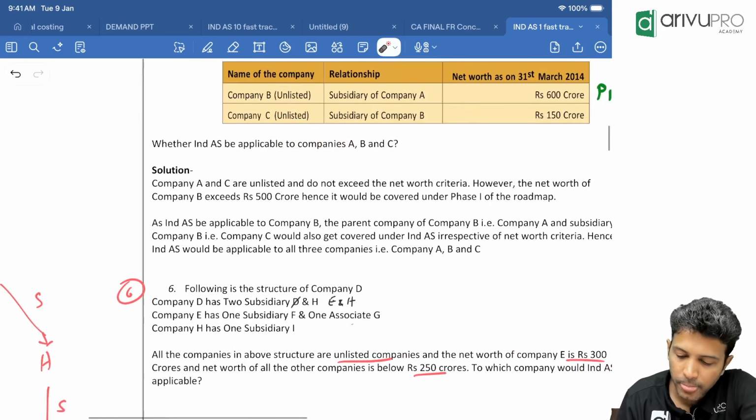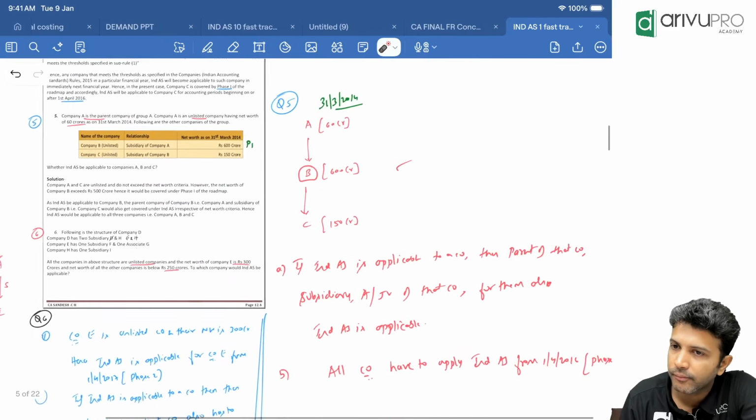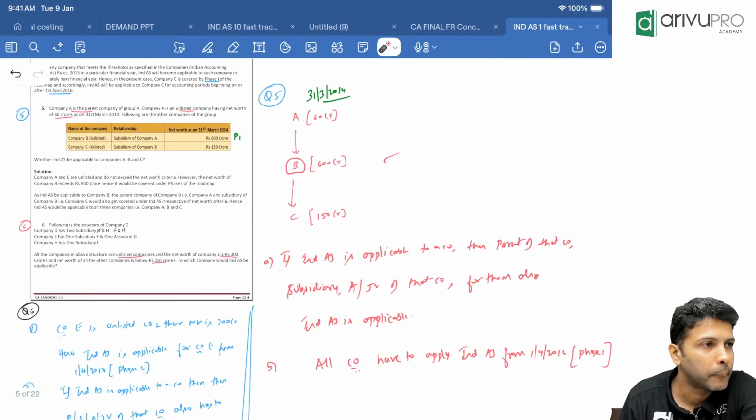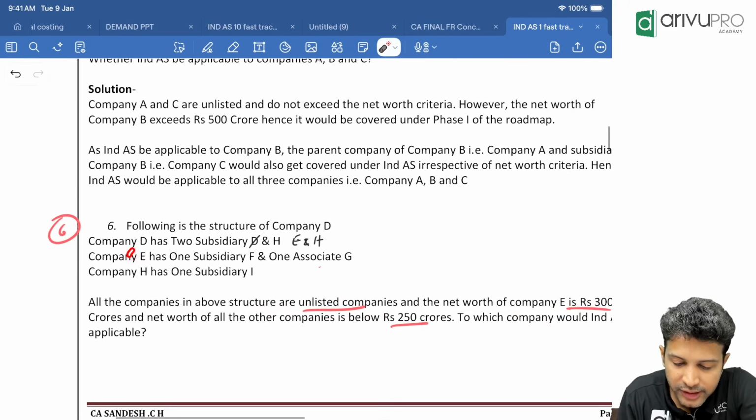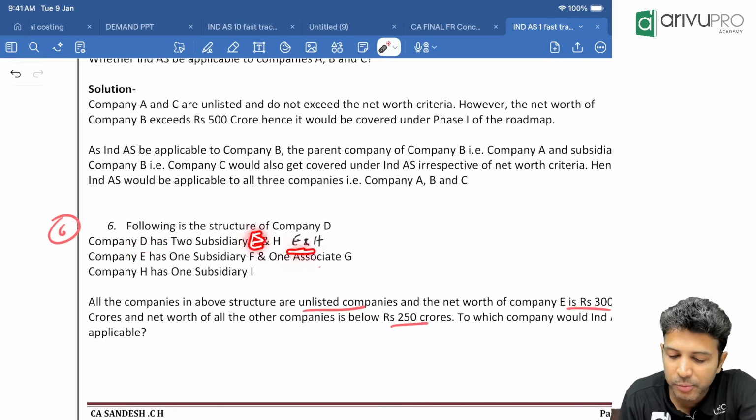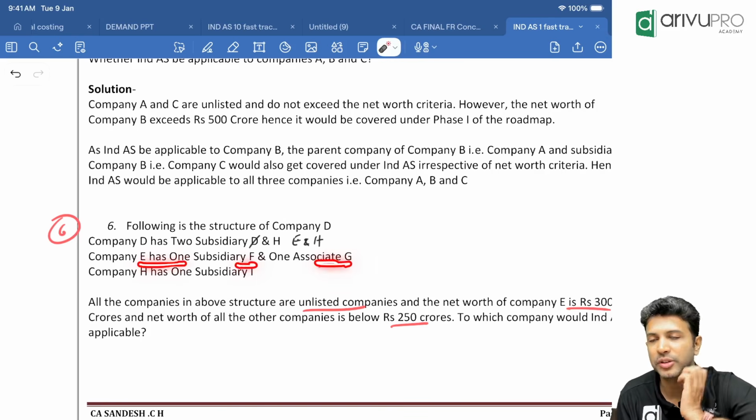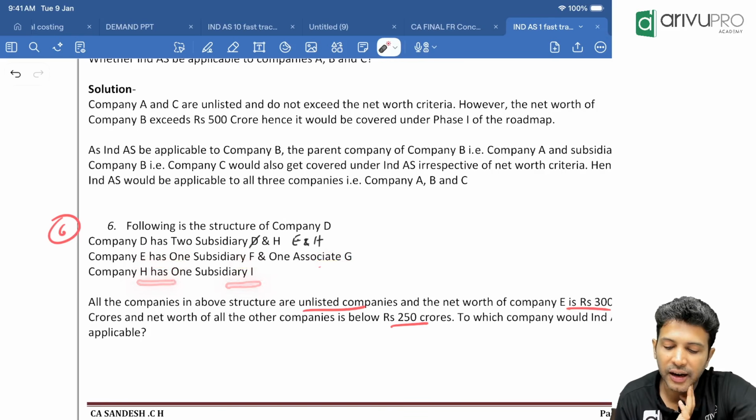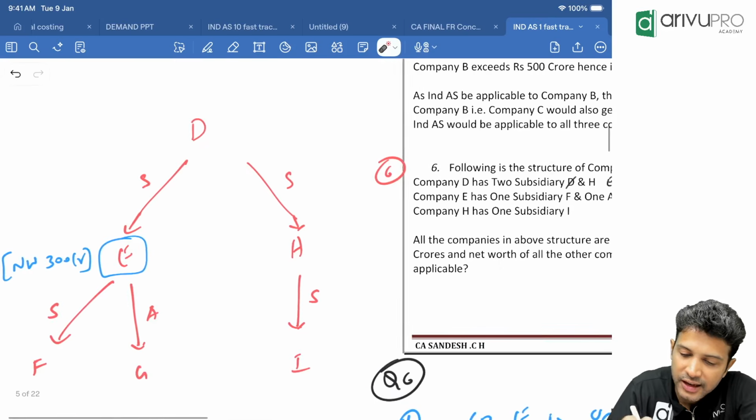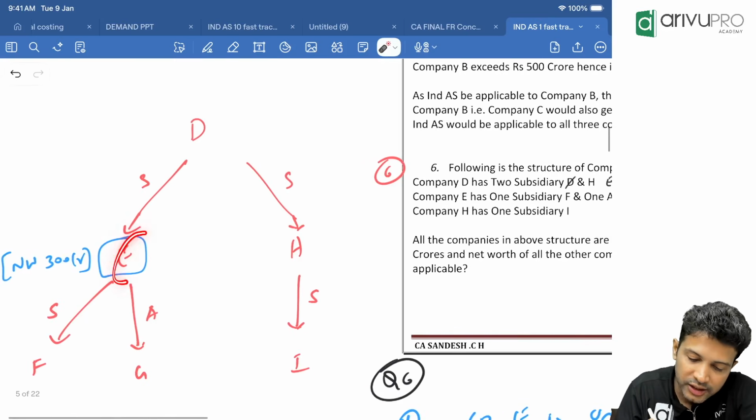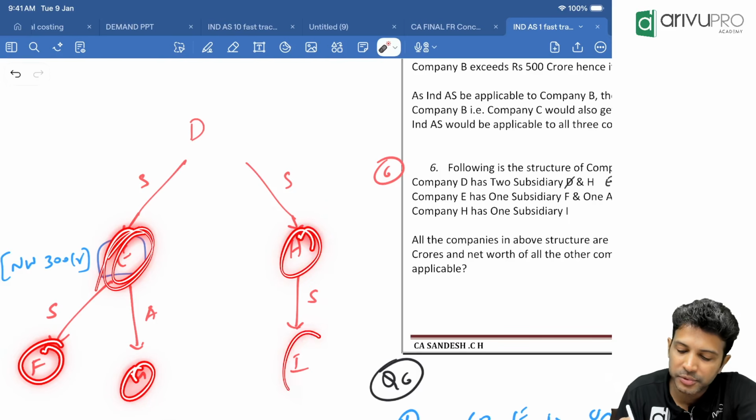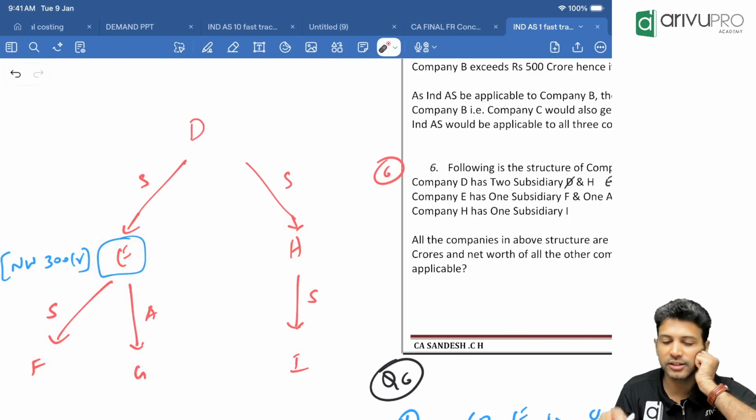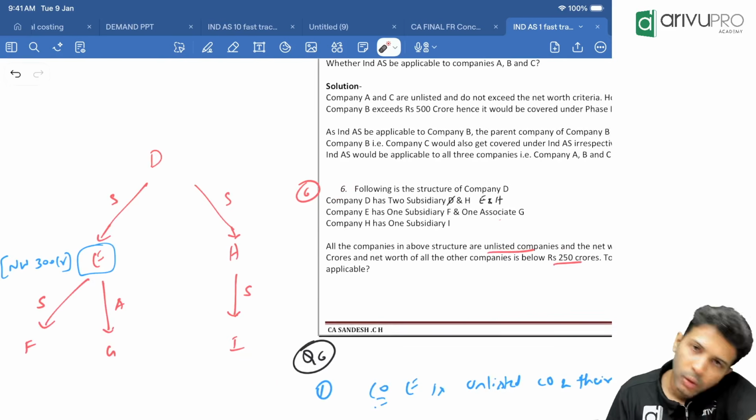Okay, look at this structure now. Do you need some time to process or write anything? No? Okay, 6th question. Company D has 2 subsidiaries called E and H. It's a typo. E has 1 subsidiary F and 1 associate G. H has 1 subsidiary I. So the structure is like this. D has 2 subsidiaries, E and H. E has 1 subsidiary called F. E has 1 associate called G. And H has another subsidiary called I. This is the structure that they have told. Okay, now what are they saying?